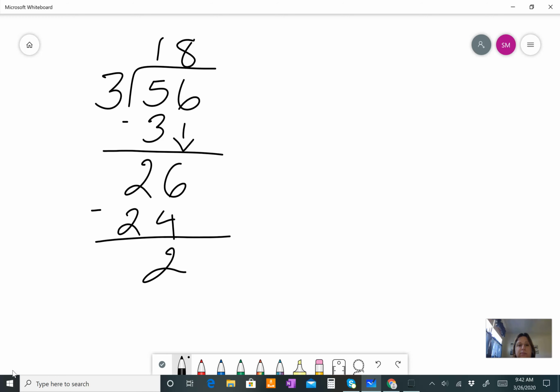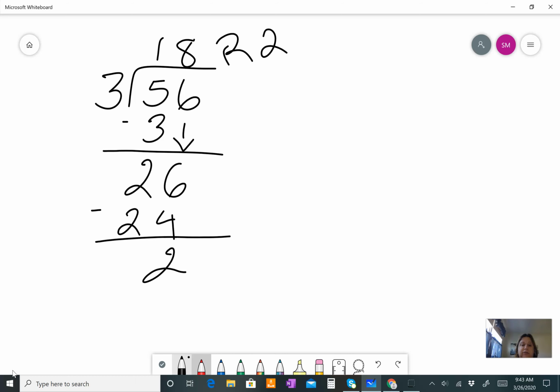I have no more numbers to bring down. So my answer to number 1 would be 18, remainder 2. Okay. So you should be filling in those boxes with all those missing numbers. My suggestion would be to maybe have scrap paper, do the steps on the scrap paper, then go back to your worksheet and fill in the blanks. Sometimes when you see the blanks and all those numbers, you get a little overwhelmed. Just do the problem separately by following along with the video, and then go back and fill in your blanks. It'll make better sense, I think.